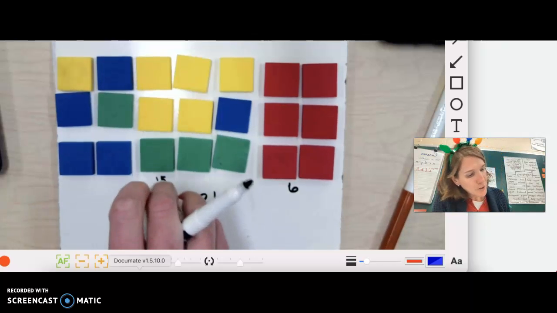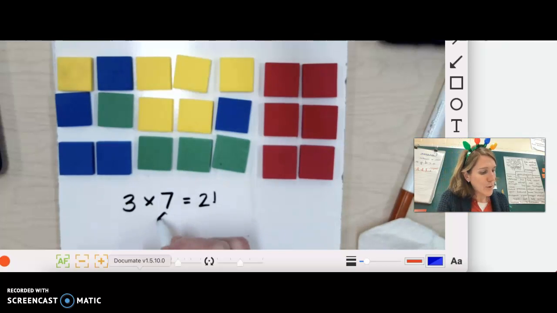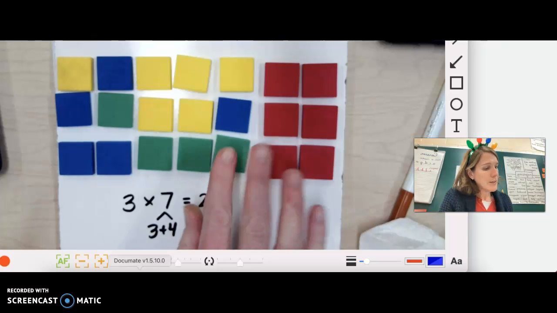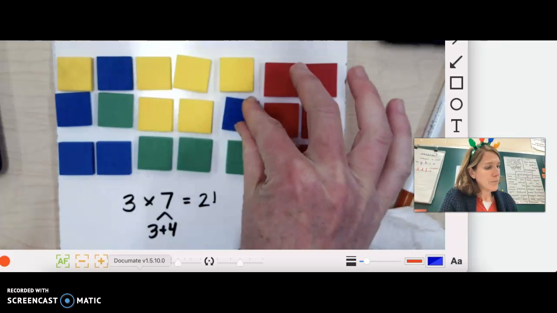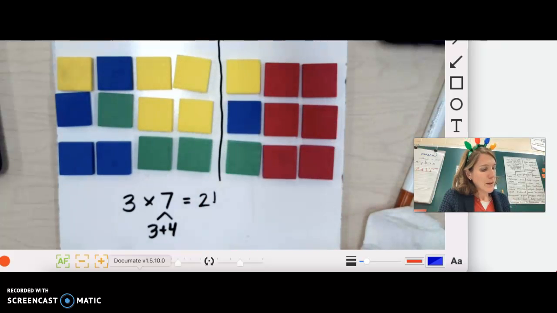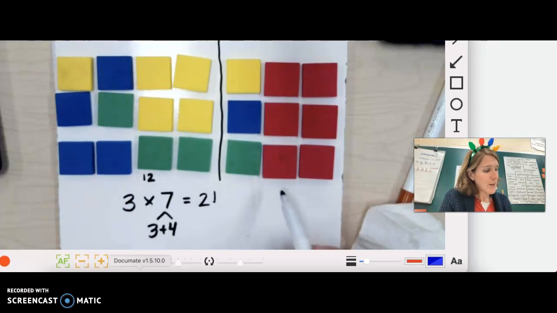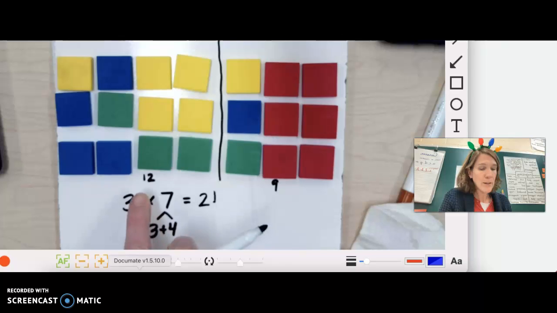Another way I could break 7 would be to break it into 3 plus 4, right? So I could break it right here. 3 times 4 plus 3 times 3. 3 times 4 is 12. 3 times 3 is 9. 12 plus 9 is 21.